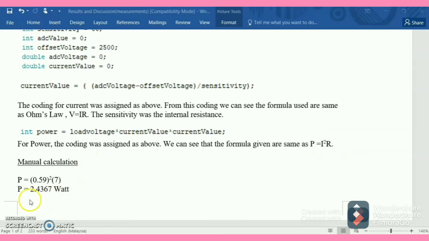This is the manual calculation. The power we got is 2.4367 watt.